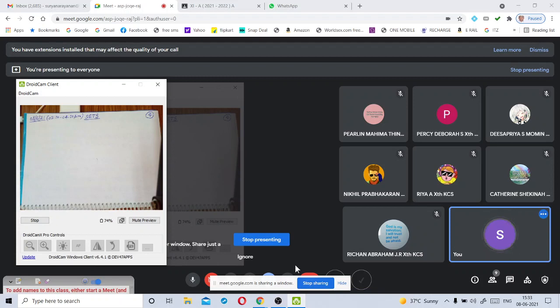In general, when English letters are given as elements of a set, which type of letters are used? Lower case letters are used, small letters. We can say them as lower case letters or small letters. Okay, my children.